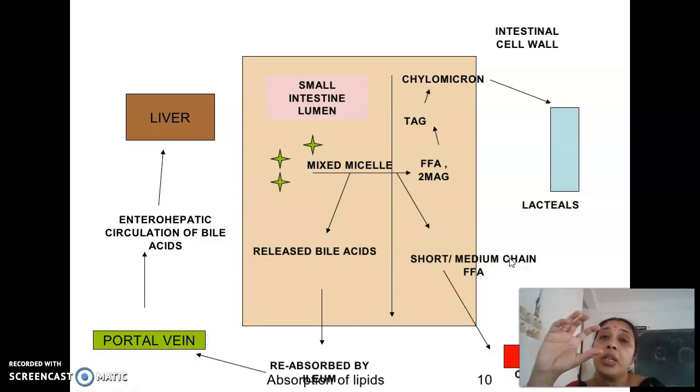Sometimes, large molecules cannot be smoothly transported through the blood. Apart from the short chain, the long chain fatty acids combine back with 2-MAG, 1-MAG and DAG. Free fatty acids join within the enterocytes.